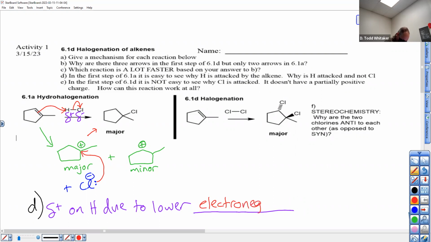Wow. Good. So that makes sense. Why do electrons flow towards things with a positive charge? Because that's the only thing electrons are interested in. In the first step of 6.1D, right here, it looks the same, but you can't say it attacks that chlorine because it's positive, can you? Here's my answer for E.